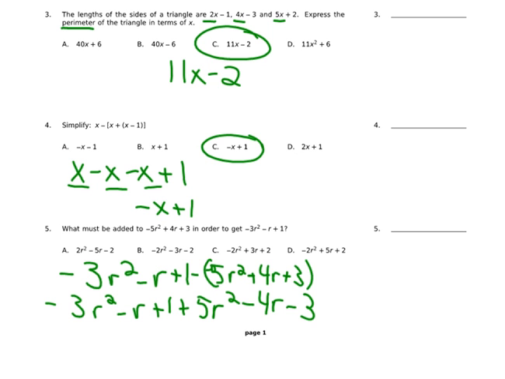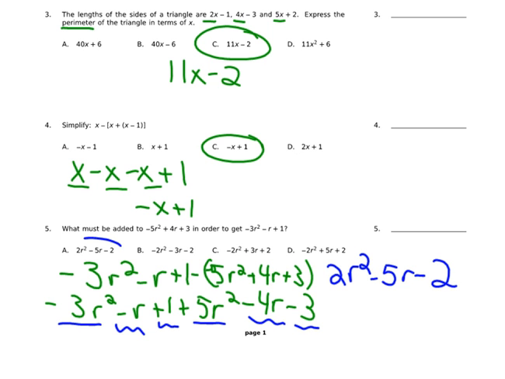Putting my like terms together, I have negative 3r squared and 5r squared, which is going to give me 2r squared. Negative r and negative 4 is negative 5r. And 1 minus 3 is negative 2. So 2r squared minus 5r minus 2 is choice A.